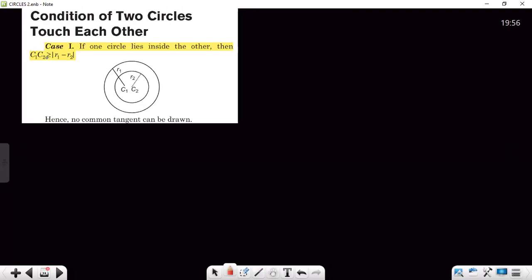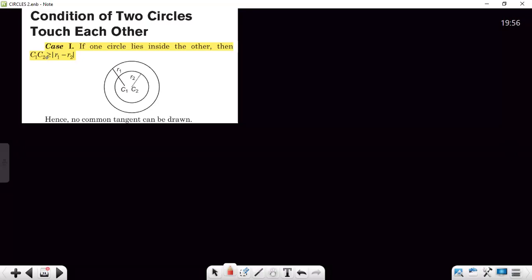Now let's discuss the cases. These are the conditions that we are going to discuss, about when two circles touch or do not touch each other. So we are going to discuss the position of different circles, and also the number of common tangents. What's going to be important for us is two pieces of information: the distance between the centers of the 2 circles and the number of common tangents.